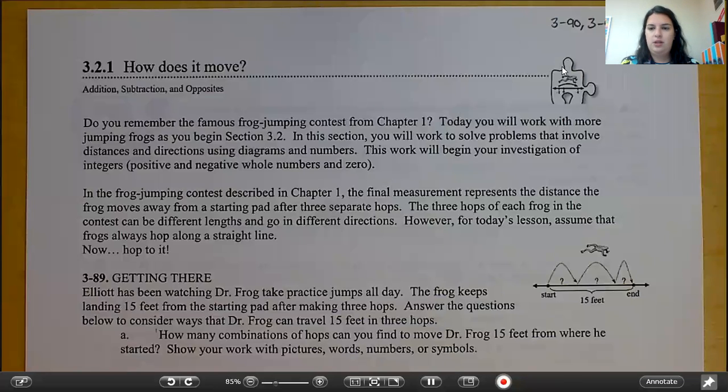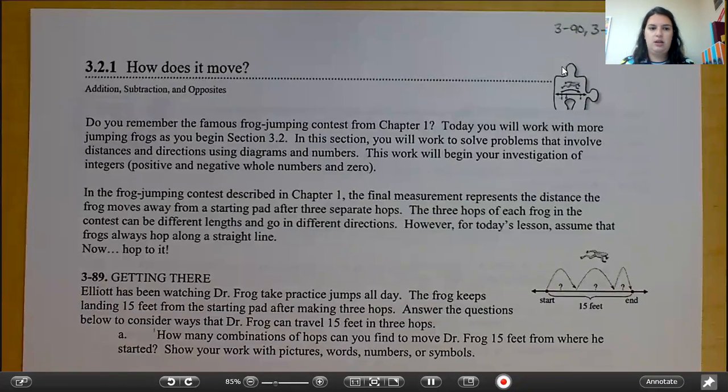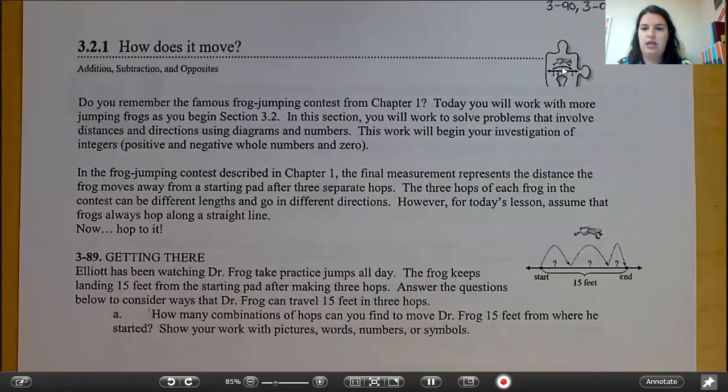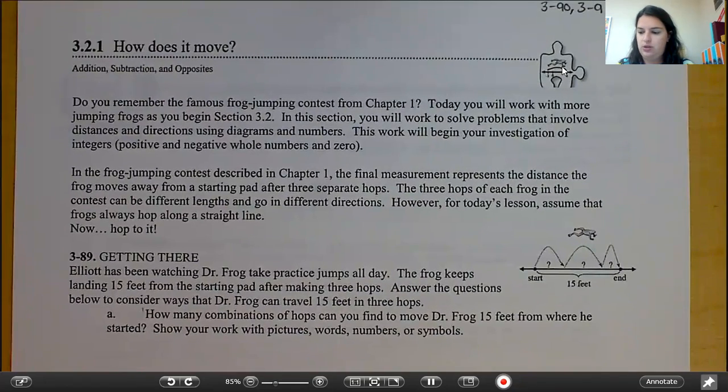Okay, hi everyone. I'm here with your 3-2-1 lesson. It is titled How Does It Move? Addition, Subtraction, and Opposites. Follow along as I read your introduction.